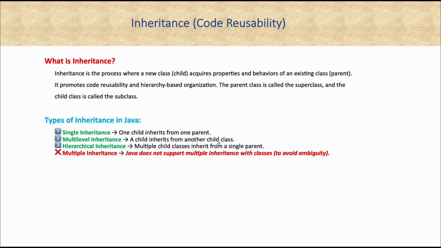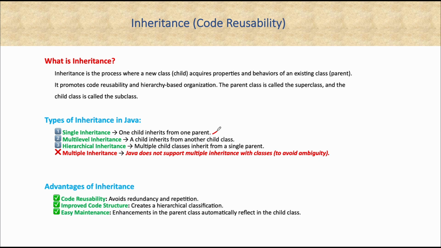Types of inheritance in Java. Single inheritance: one child inherits from one parent. You inherit characteristics from your father, that is single inheritance. Multi-level inheritance: a child inherits from another child class. You have many characteristics similar to your brother, that is called multi-level inheritance. Hierarchical inheritance: multiple child classes inherit from a single parent. You and your brother inherit many things from your father and mother, that is called hierarchical inheritance. Multiple inheritance is not supported by Java.